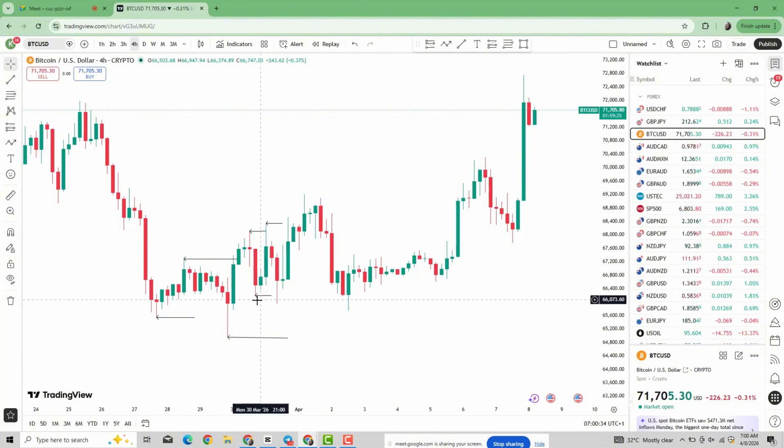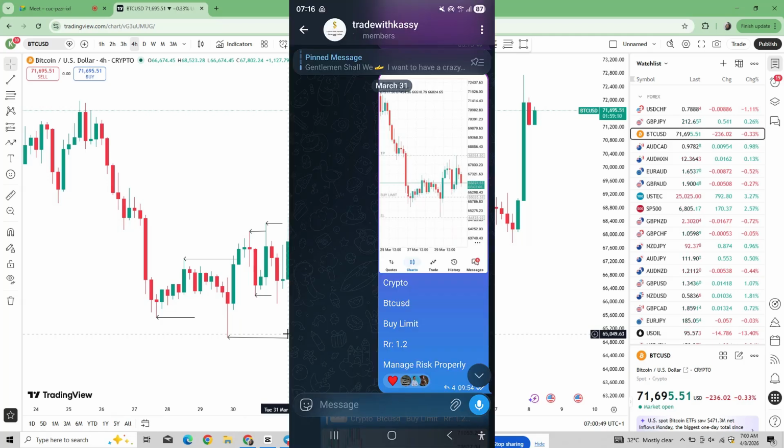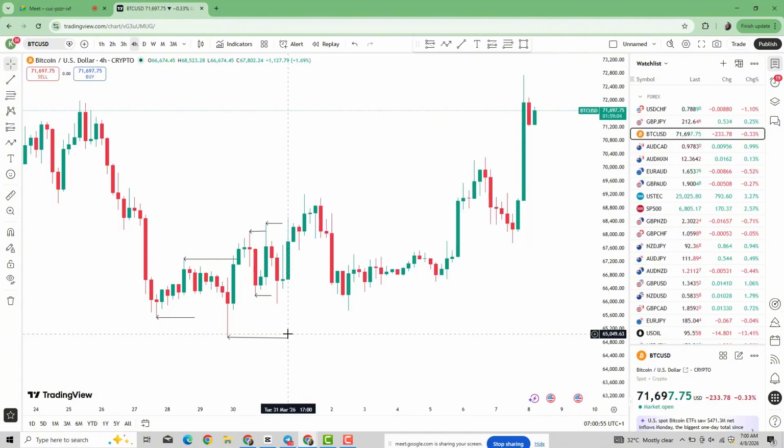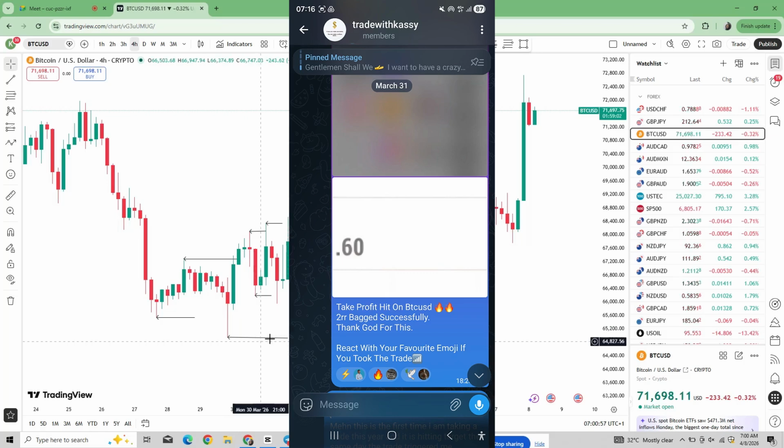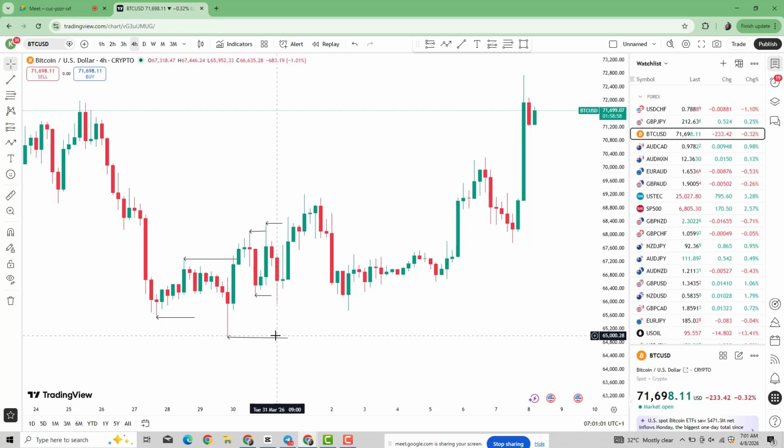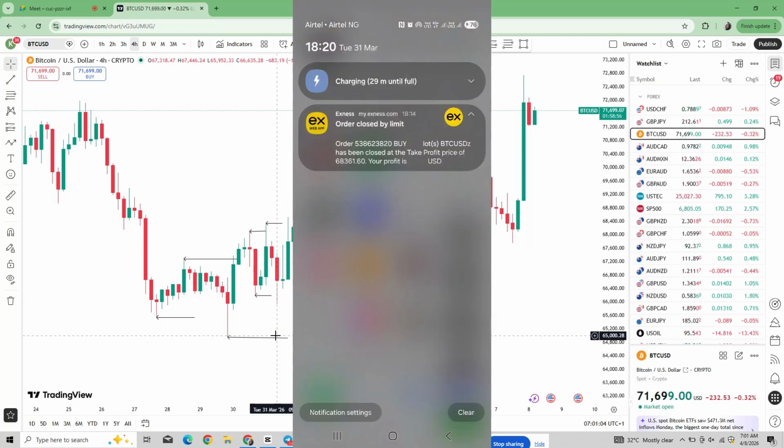You can see as price came, tapped into here, and boom, gave us our take profit. This trade was a 1:2 plus trade, and here was when I shared the trade with my students. You can see it here. And this was when the trade hit final take profit. You can see it here. This was when I got the notification also.